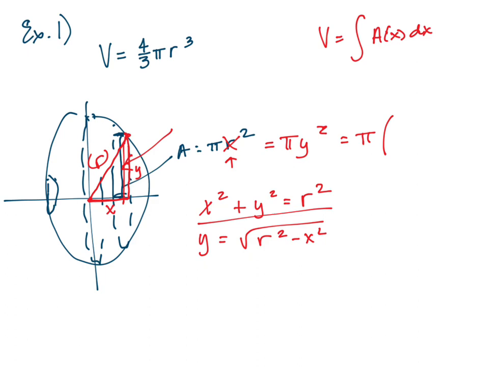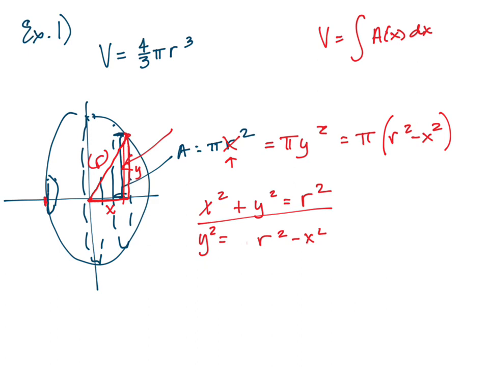We could leave it as r squared minus x squared. If we want to substitute in here, we don't have to take its square root. We can use y squared as r squared minus x squared. There's our area function. And where are we going to integrate it from? From 0 to x?